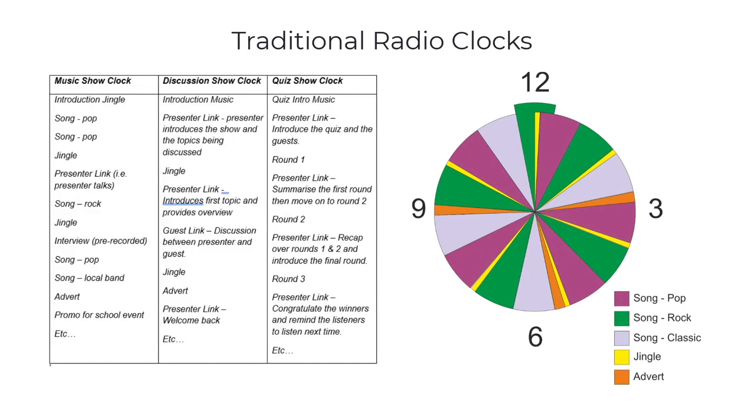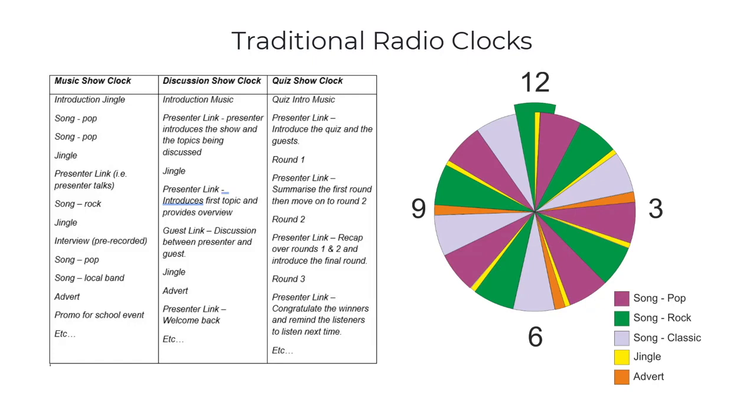Before we jump into an advanced clock, let's just quickly review what we mean by a clock in general. Traditional radio clocks are used to plan shows. They're often in the form of a table or even a pie chart, showing exactly what's going to occur in any given show. So a typical clock might say, start with a jingle, then play 2 songs, then play the advert break, then go back to a jingle, and then play another song. And you can add extra layers of detail, such as the first 2 songs must be pop songs, followed by a rock song, followed by a dance song.